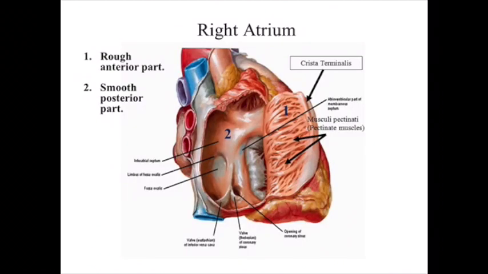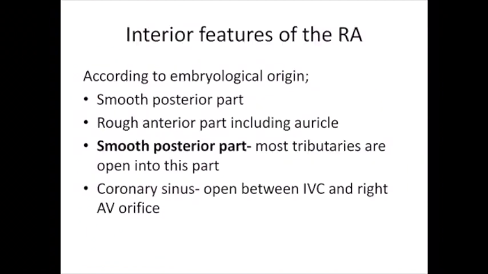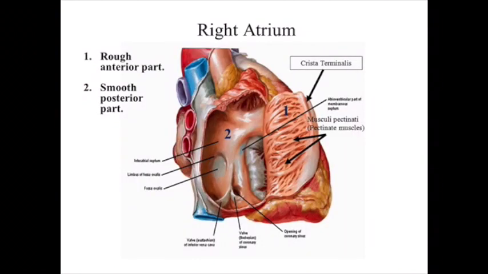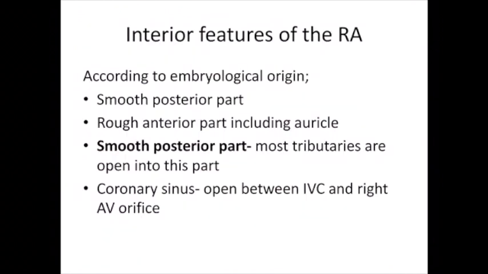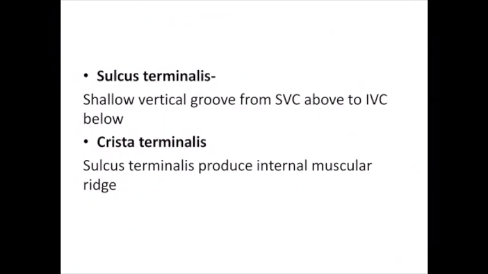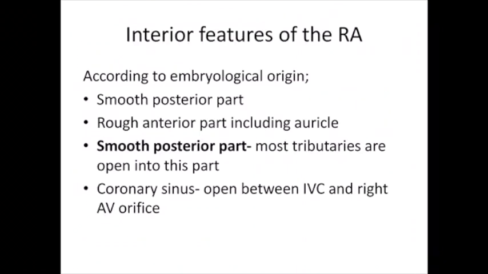In this picture you can see the crista terminalis, which is the internal muscular ridge of sulcus terminalis, which extends from superior vena cava above and inferior vena cava below. Interior structure of the heart, right atrium: it has smooth and rough part. The posterior part is smooth and anterior part including the auricle is rough part.